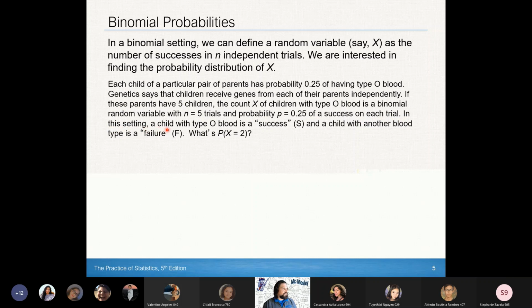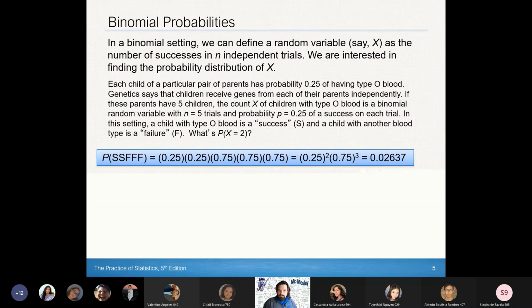In this setting, a child with type O blood is a success, S, and a child with another blood type is a failure, F. What's the probability of X equaling 2? What's the probability of having exactly 2 children with type O blood out of the 5 possible children? It's also important to keep in mind here that we use the terms success and failure without any indication of good or bad. It's just one of the things that we're tracking. The other stuff is what we're not caring about as much. We're not tracking those values necessarily. So here we go.